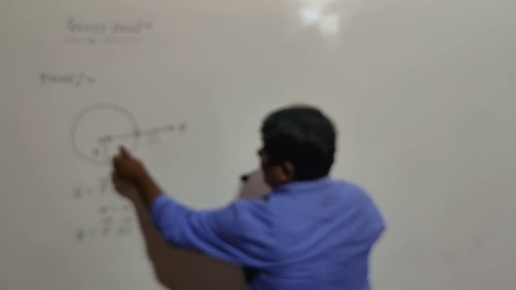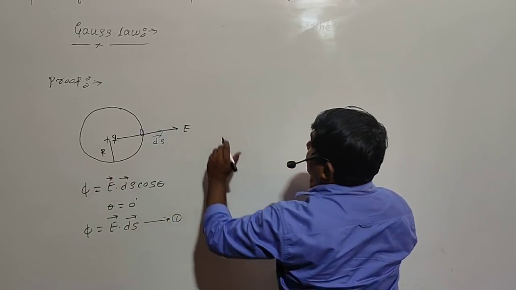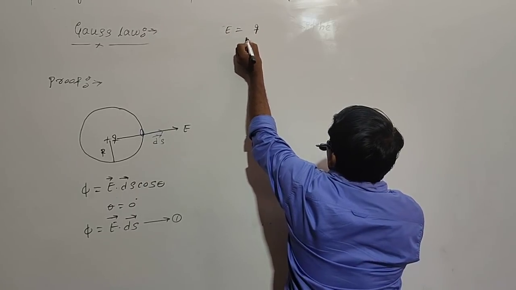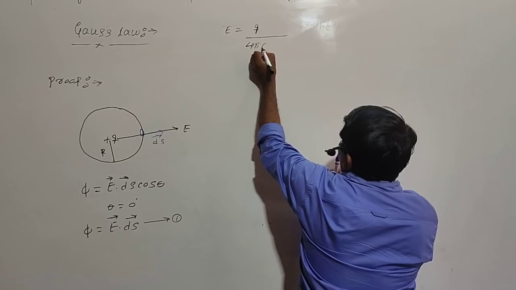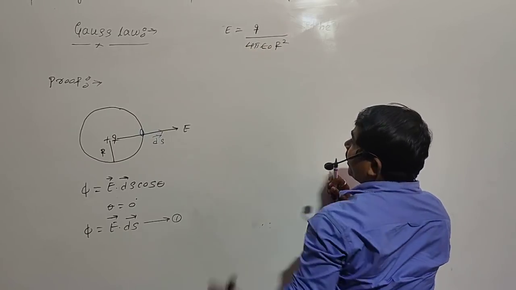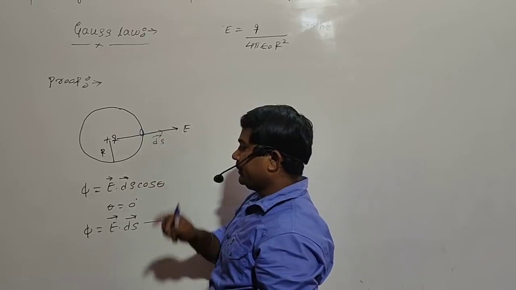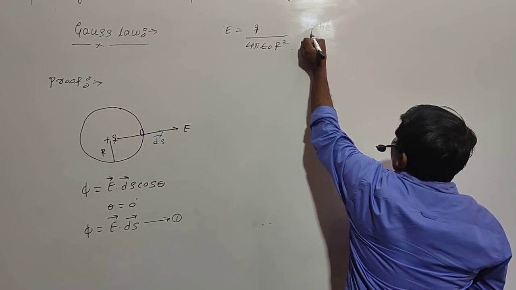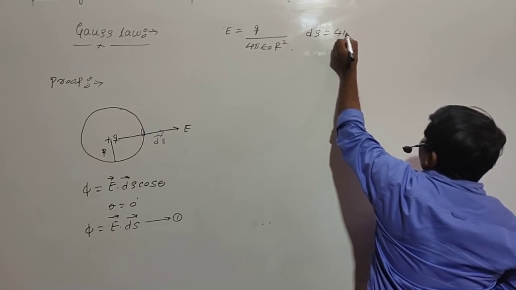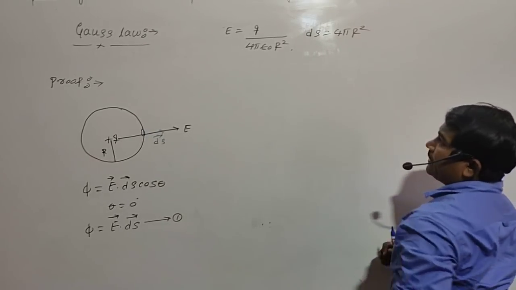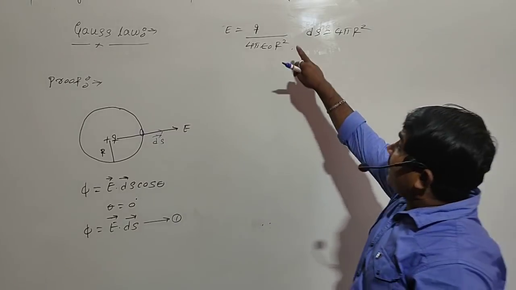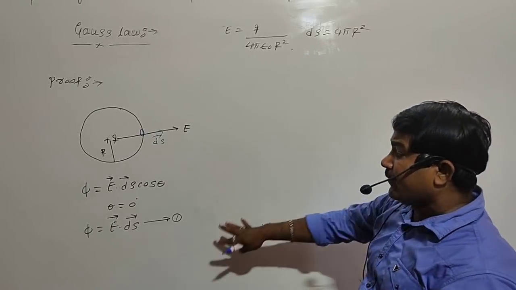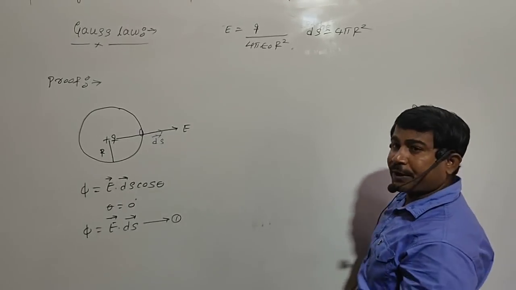Right, now here a positive charge is available. What is the electric field intensity due to a positive charge? Q divided by 4 pi epsilon naught r square. What is dS? Surface area. dS is equal to the surface area of the sphere, which is 4 pi r square. If E equals this value and surface area equals 4 pi r square, then how to write equation 1?